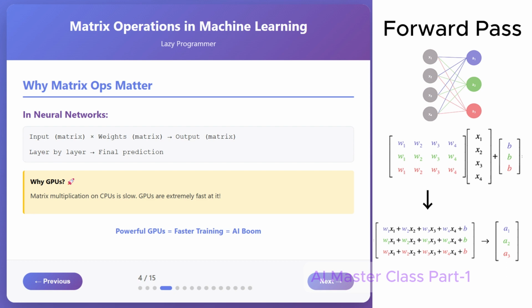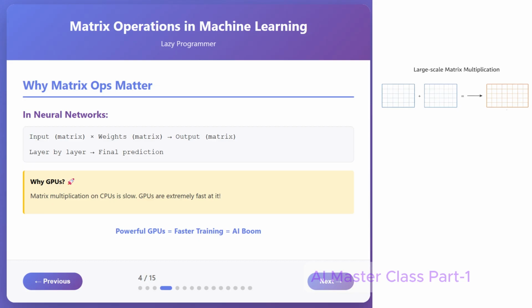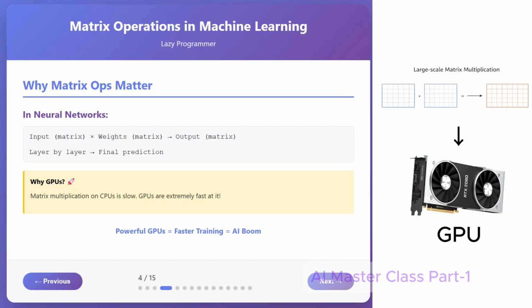Now matrix multiplication is very complicated, and doing that on a large scale using a CPU is very time consuming. And that is why GPUs are so important in deep learning. They are extremely fast at matrix multiplication. It is one of the reasons why AI has become so popular recently, because now we have more powerful GPUs and the training of models has become quicker.